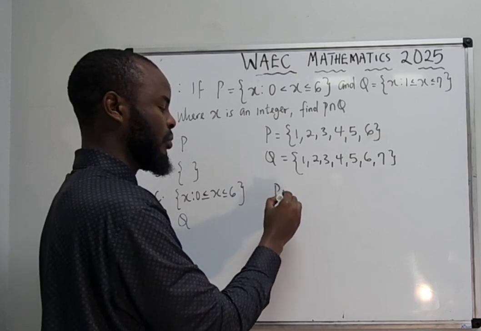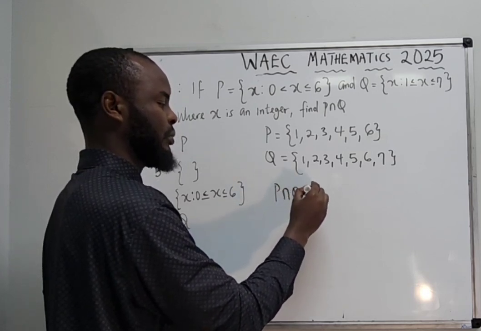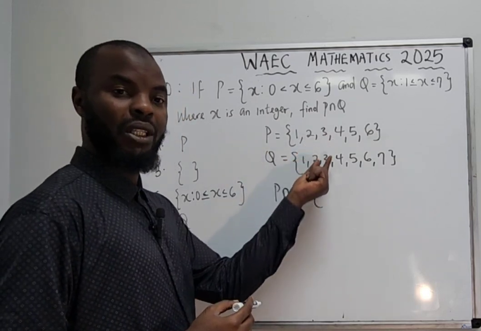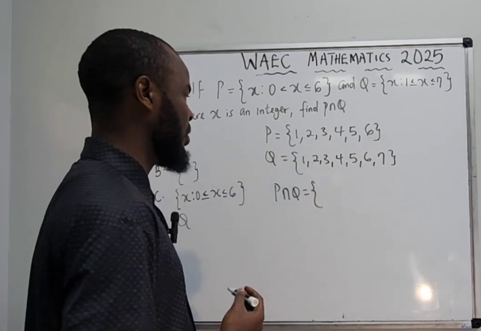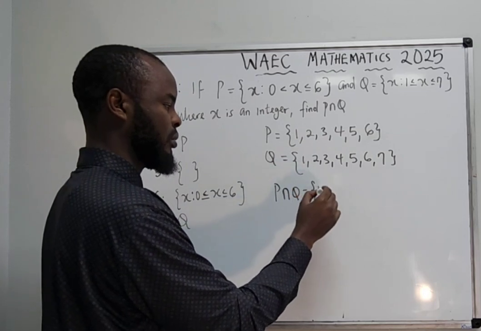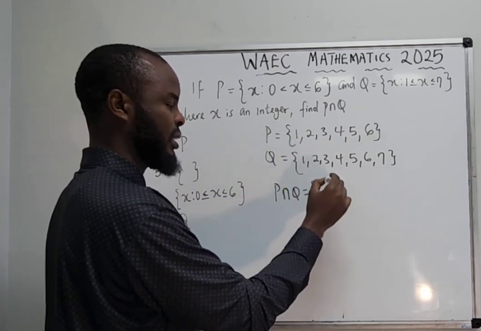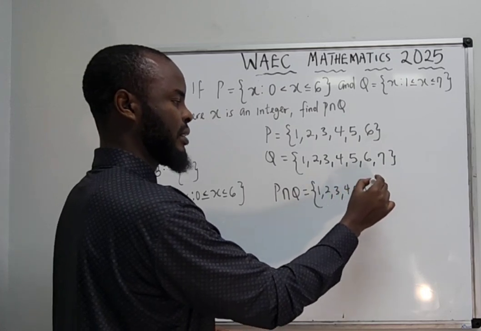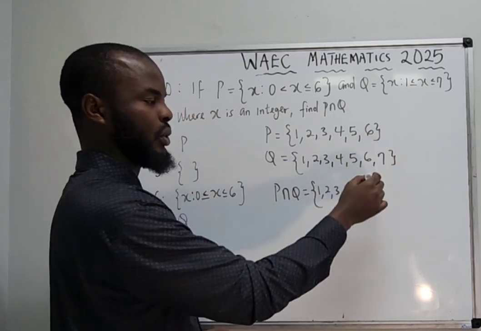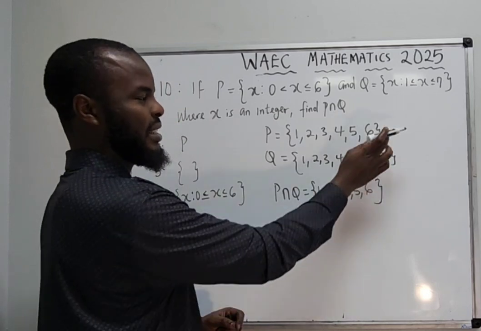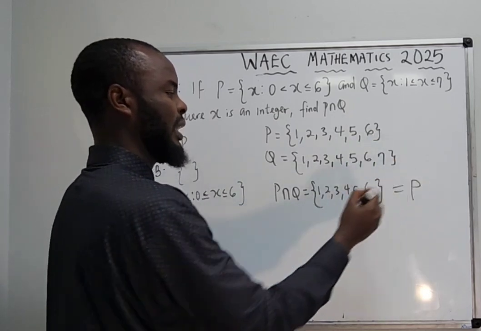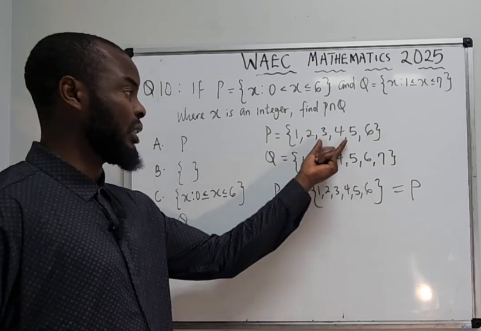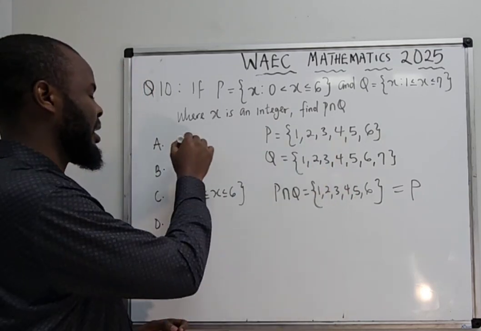And the question is, what is P intersection Q? That is, the elements you find in P, you can simultaneously find in Q. This is what you need. So this 1 is present, 2 present, 3, 4, 5, 6. 7 is not present in both. So if you look at this element, it's the same thing as P. So here, P intersection Q gives elements which are equivalent to the elements in P. So your answer is option A.